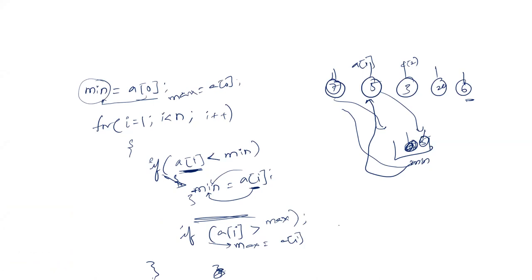This is finding a minimum value and maximum value in the array. Is that right? Done? Any doubts?